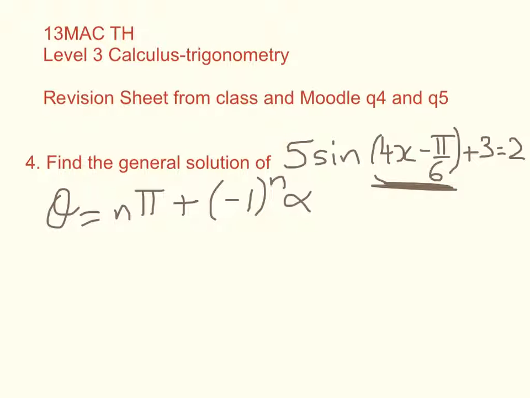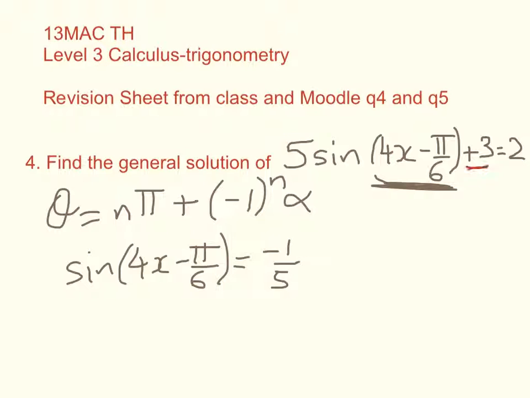So we start by doing a little bit of rearranging. We get sine of 4x minus pi on 6 equals negative 1/5. Right, okay, so I've subtracted 3 off both sides, then I've divided through by 5. So at this point I'm going to figure out alpha.